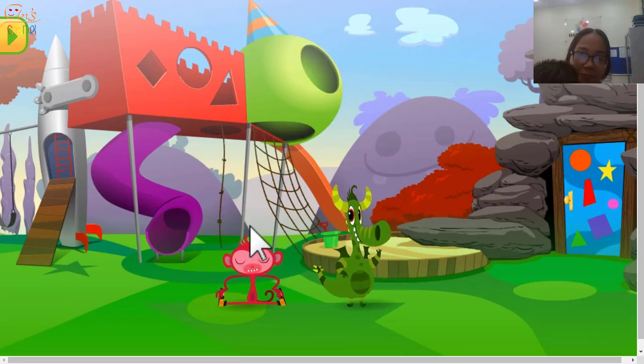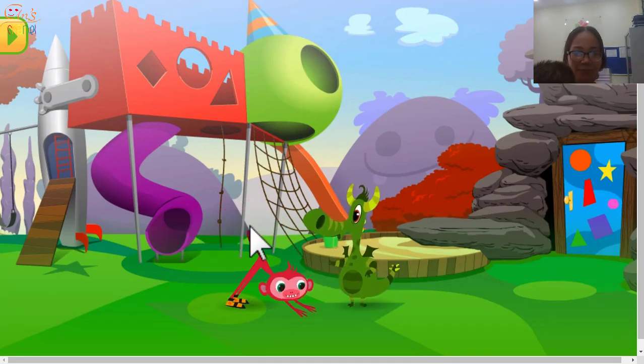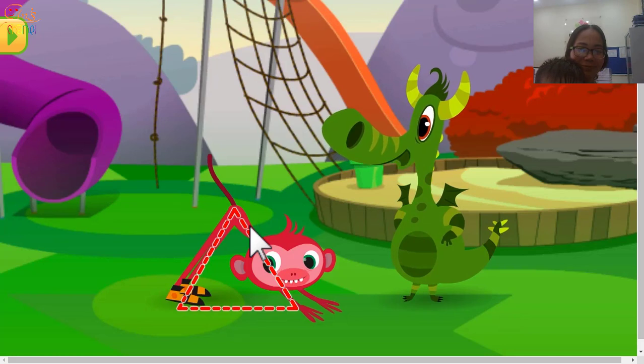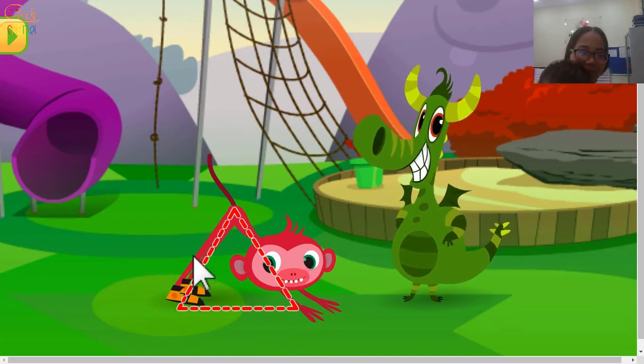Hi there. Mango and I are exercising today. Look. Mango, you and the ground are making a triangle. Triangles are one of my favorite shapes. That shape looks like a friend of mine.